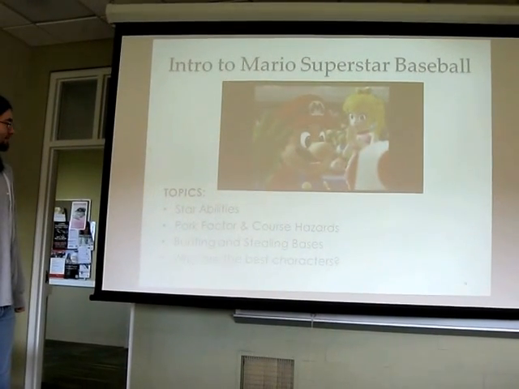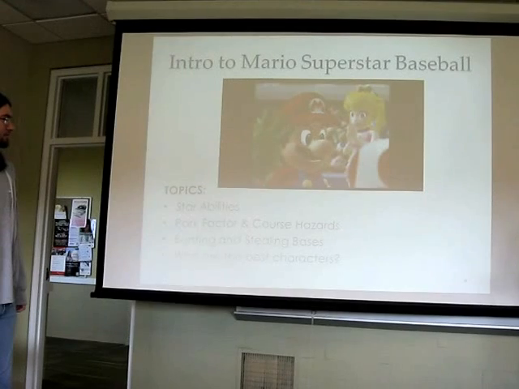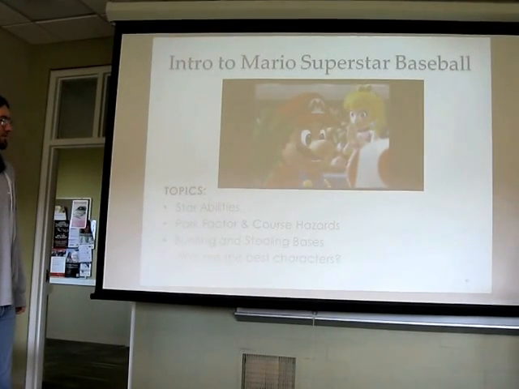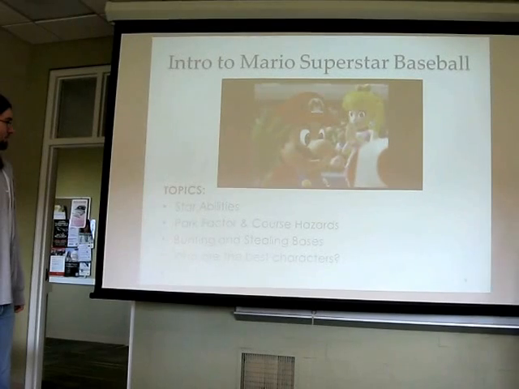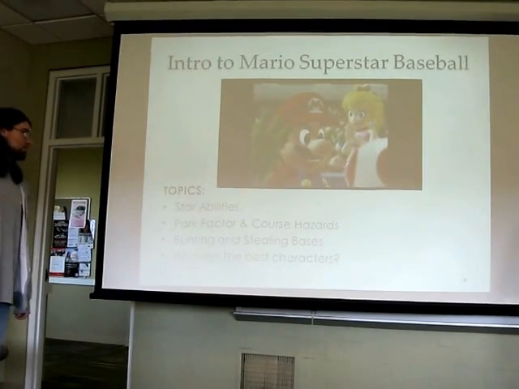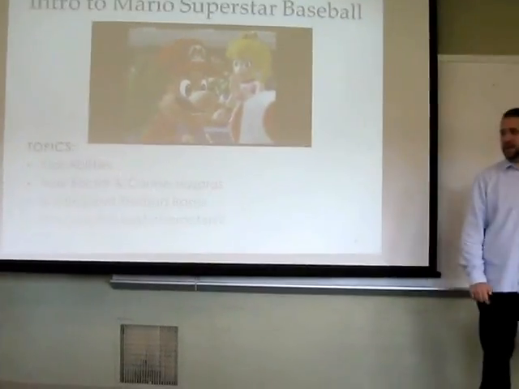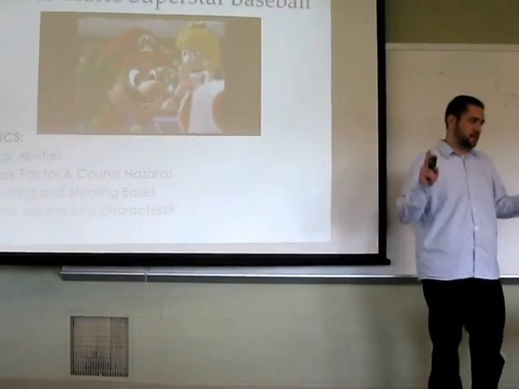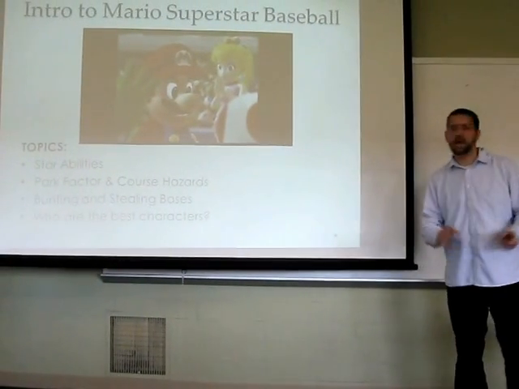So what we're going to be talking about mainly are the star abilities of different characters and how, if possible, we can statistically measure or quantify these star abilities and incorporate them into statistics. Also, we're going to go over park factor and course hazards, bunting and stealing bases, which has a very different level of effectiveness in this game than in the actual MLB, and also who are the best characters, the best team captains. We limited this to the way the game kind of works.